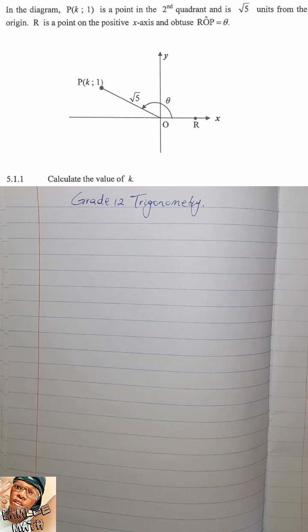Okay, so today we're going to do grade 12 trigonometry. We're going to try to answer question 5 in the 2018 question paper. Without wasting any more time, let me just get straight to the point. So 2018 question paper, paper 2, we have question 5.